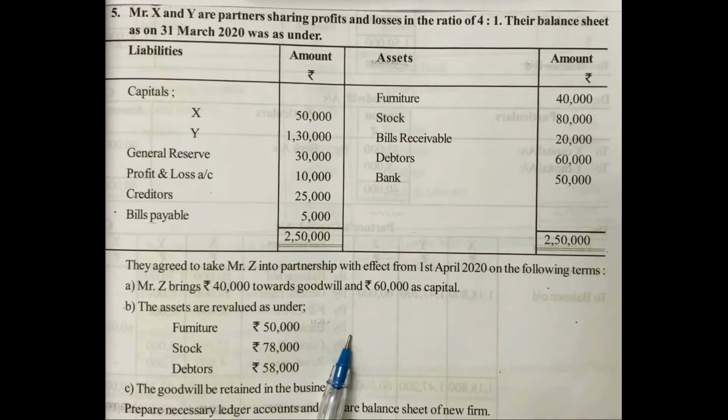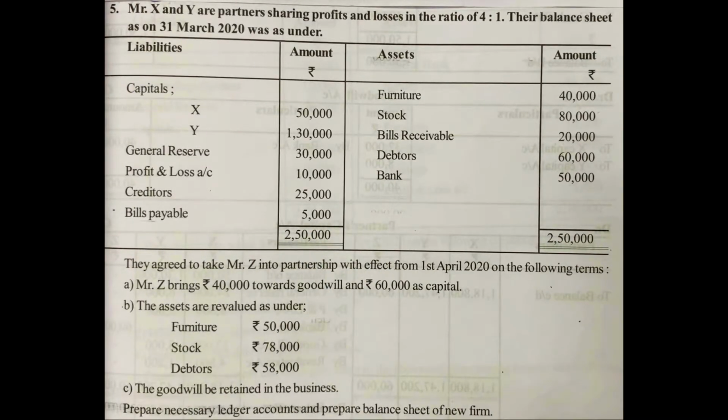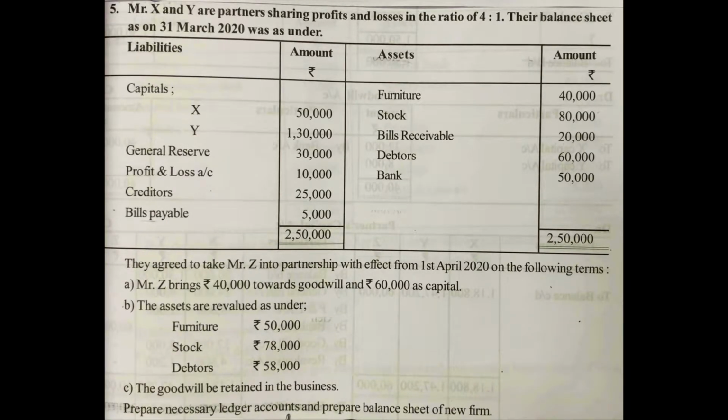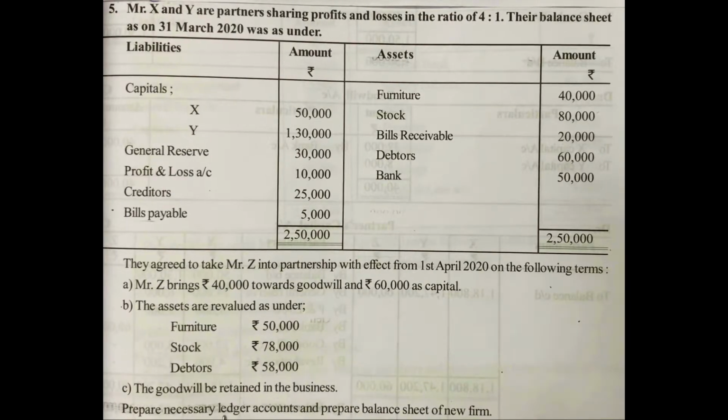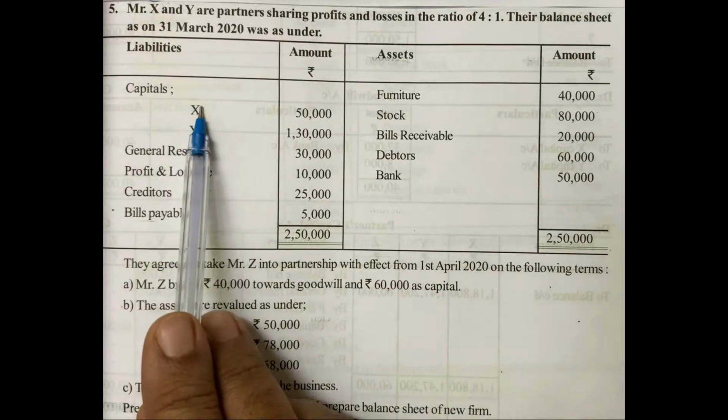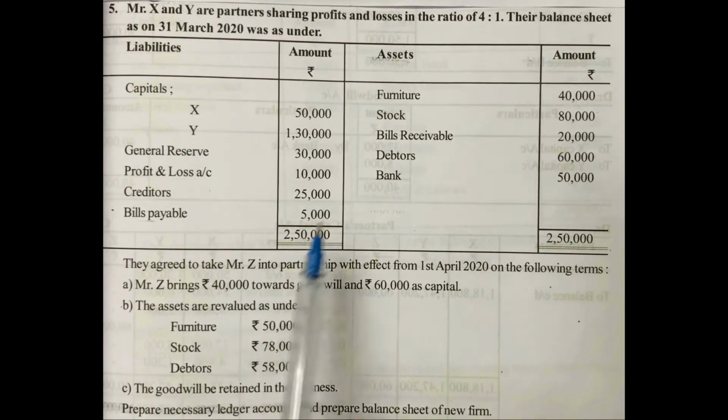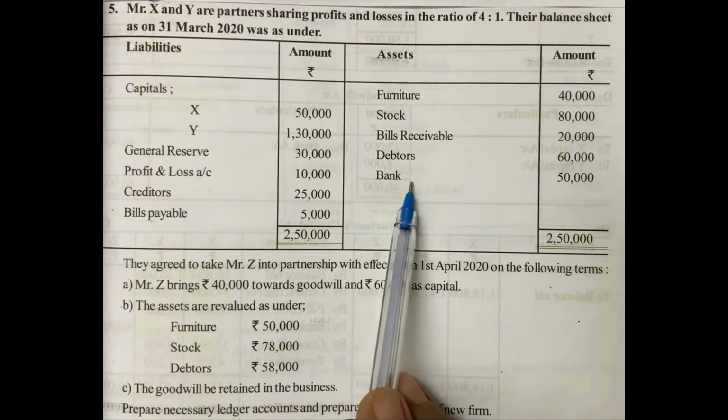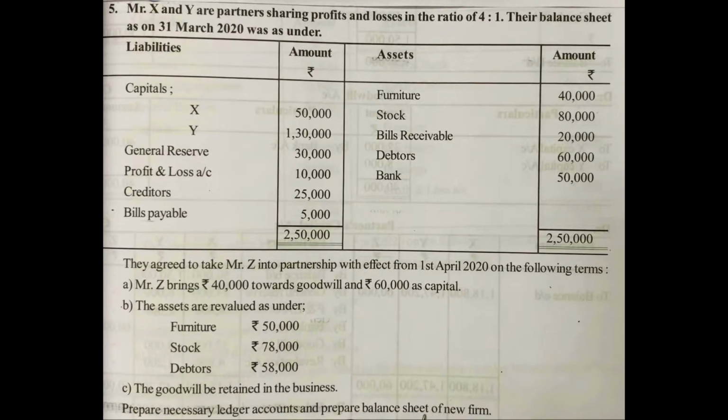This is the question. In this question, he is asking us to prepare ledger accounts and the new balance sheet. So we don't prepare a journal for this problem. Directly, we will prepare ledger accounts and the new balance sheet. In the ledger, we have to prepare the revaluation account, capital accounts of X, Y and Z, bank account because the bank balance is given in the question, then goodwill account. After the ledger, we should prepare the new balance sheet.